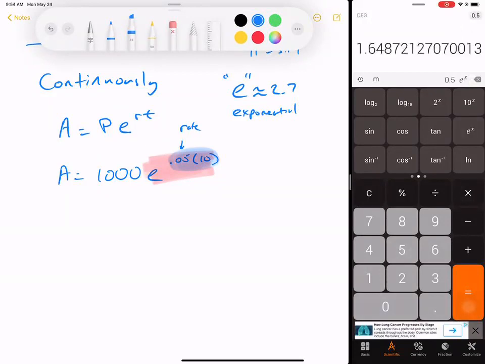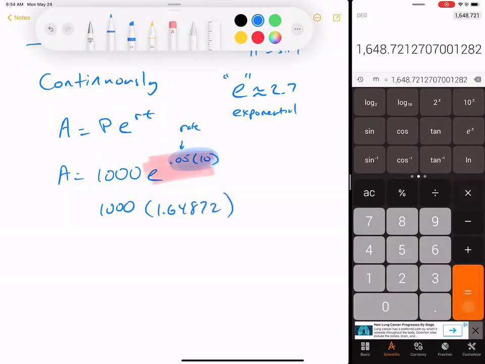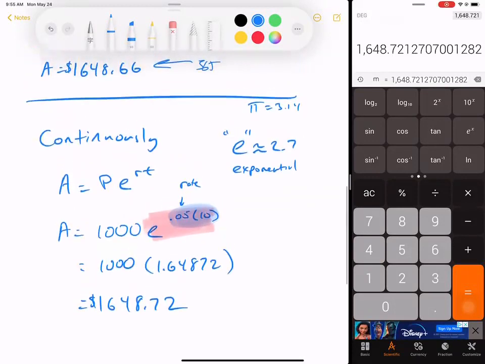And that gave us 1.64872. We times this by 1,000, and we end up with 1648.72. Now, is that a huge difference versus what we had previously? Say I was paying you every day. Look here, this is my daily rate, and this is my continuous rate. And the answer is no, there isn't a big deal. This is 6 cents worth of difference.